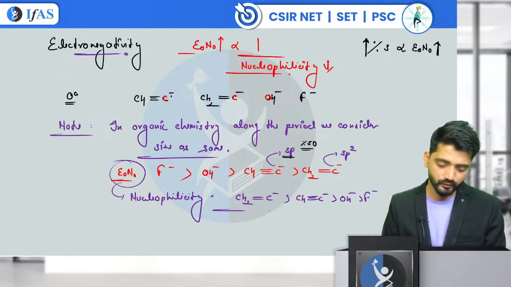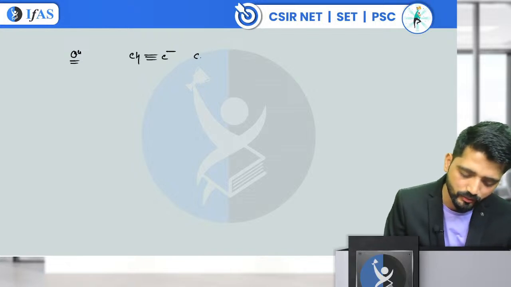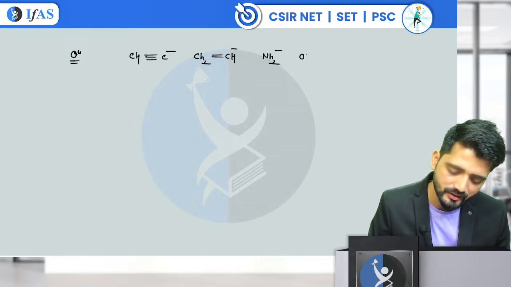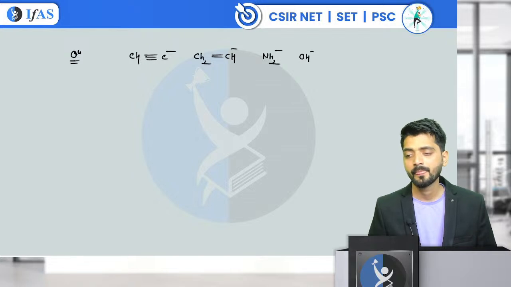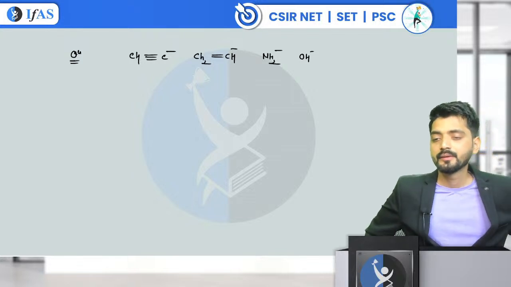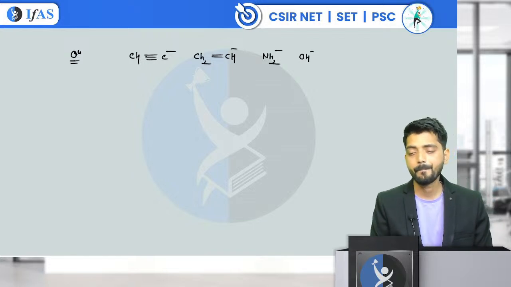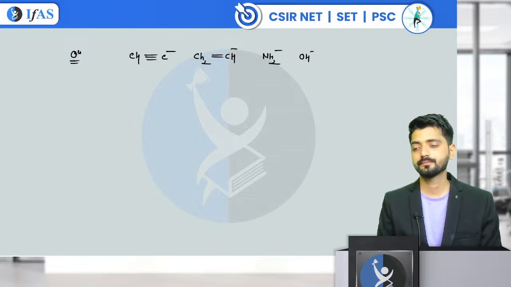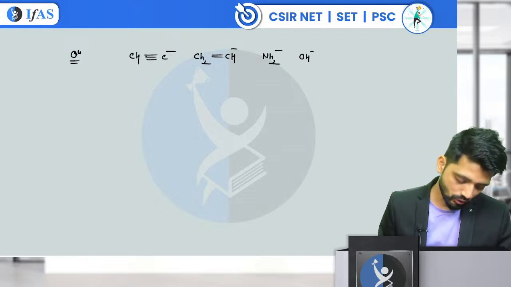Now moving ahead, I will be giving you one more question. Let's see what you do in this. You have HC≡C minus. You have CH2=CH minus. You have NH2 minus, and you have OH minus. Be quick and tell me the order for nucleophilicity. Yes, very good. Tell me fast, what should be the order? What order can we expect here?